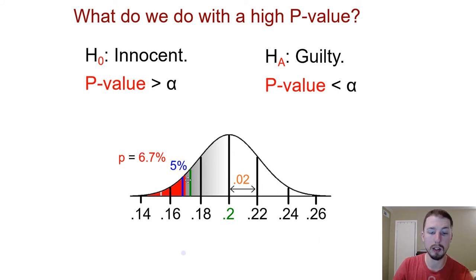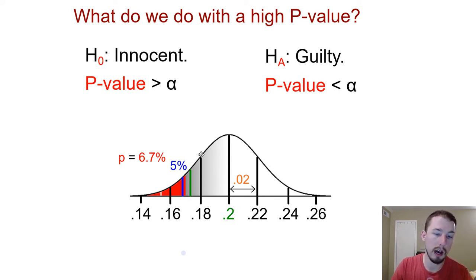Now that 6.7% is larger than our alpha value of 5%, so we would fail to reject the null hypothesis, and we would have to conclude that it actually hasn't changed and that it's likely still 20%, or at least we don't have enough evidence to reject that.